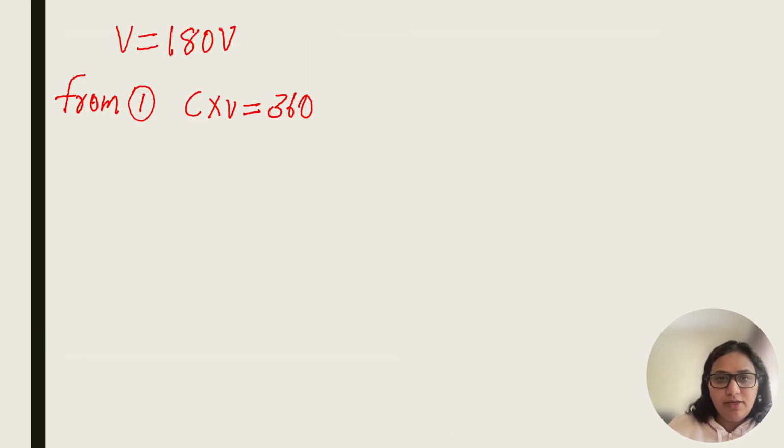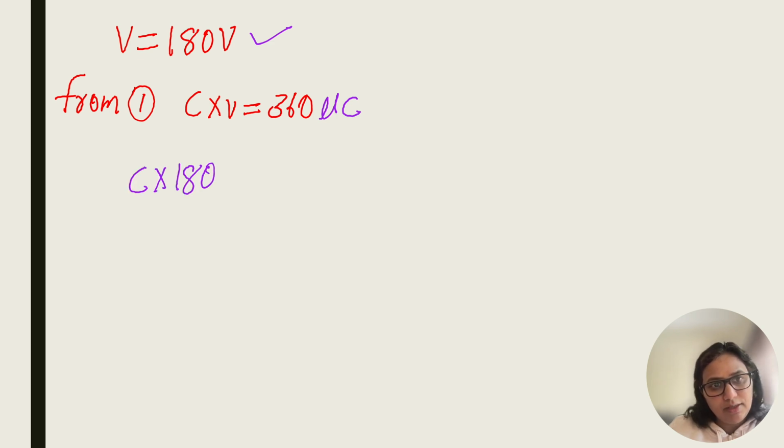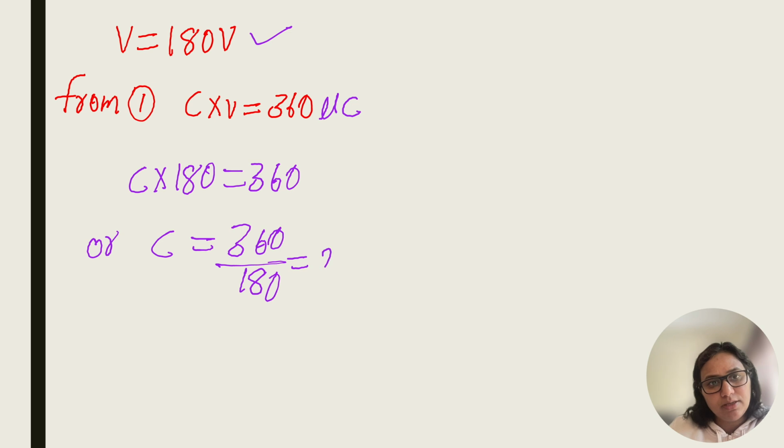So we got the value for V, which is equal to 180 volt, and from equation 1, C into V is equal to 360 microcoulomb. So substitute this V in this equation. So C into 180 is equal to 360, or the unknown capacitance C is equal to 360 divided by 180, which means 2 microfarad. So the unknown capacitance value is 2 microfarad.